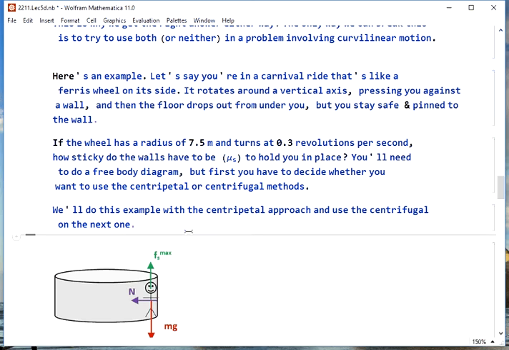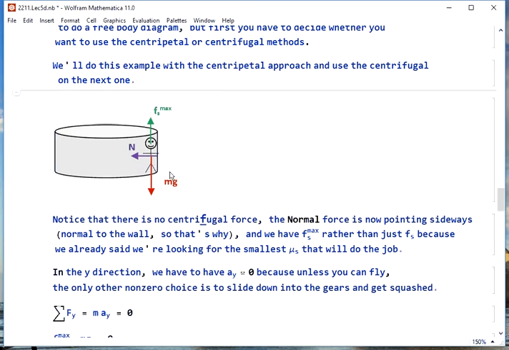If we do this with the centripetal approach, we look at the forces we have. We have mg trying to pull you down into the gears. We have frictional force, which has to oppose that. And the normal force, which is the wall, as far as you're concerned, pushing you towards the center. Here we, of course, don't have a centrifugal force since we're doing the centripetal method. The normal force is sideways because the wall is there and it's always normal to the surface. Here we're going to have Fs max instead of Fs because we're looking for the minimum μs that will do the job, and that means we get the most friction out of it possible.